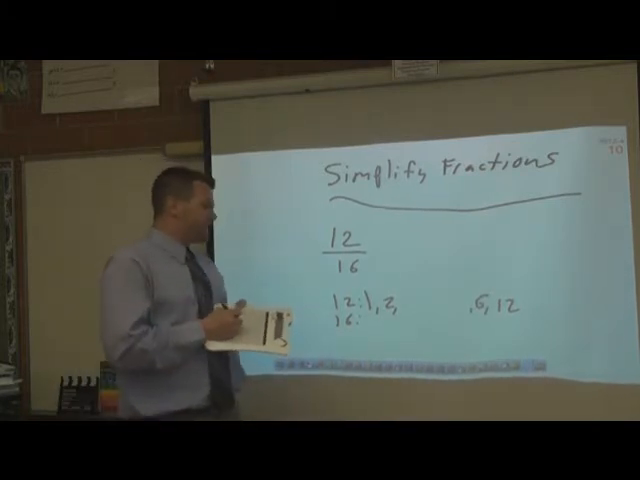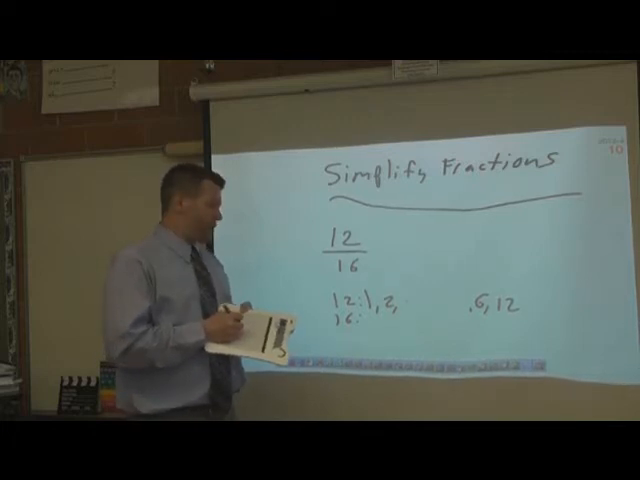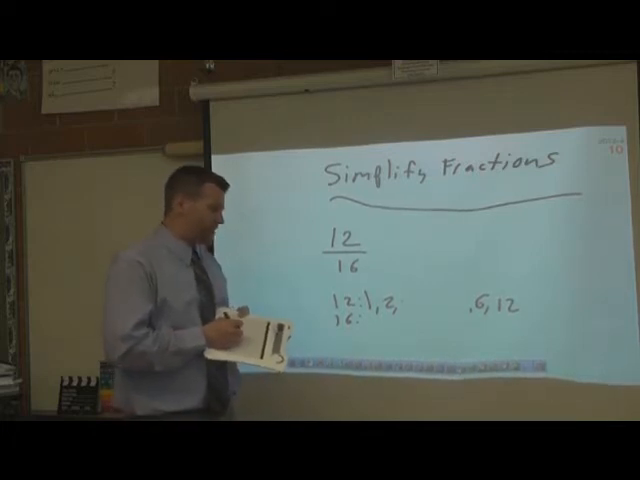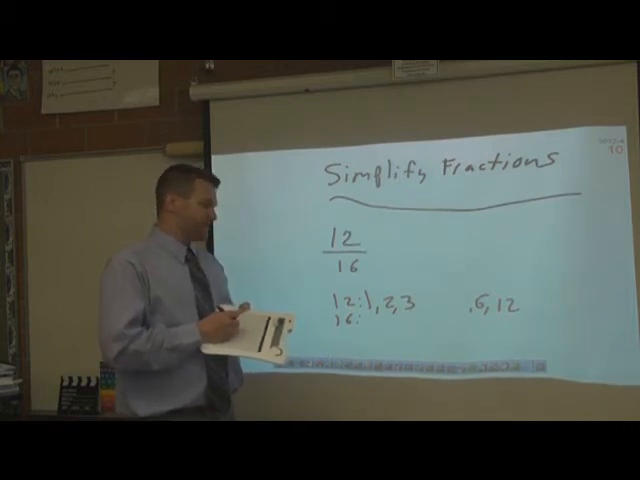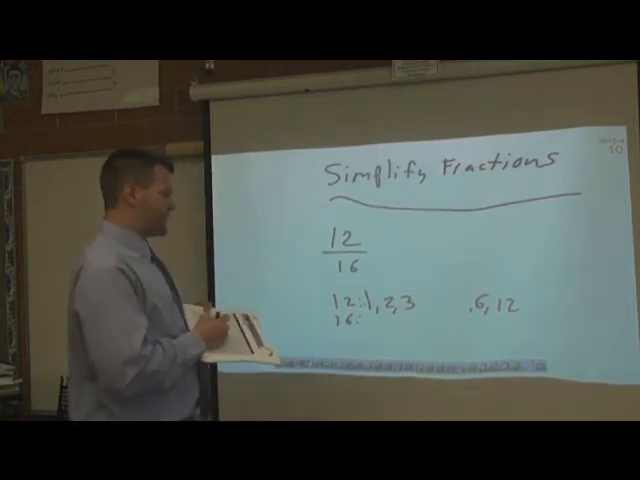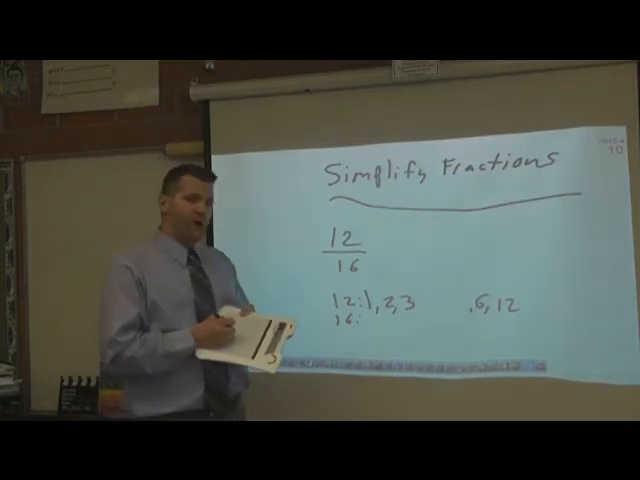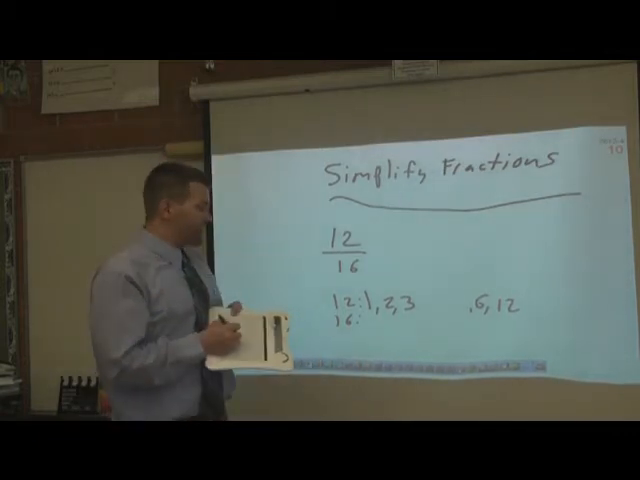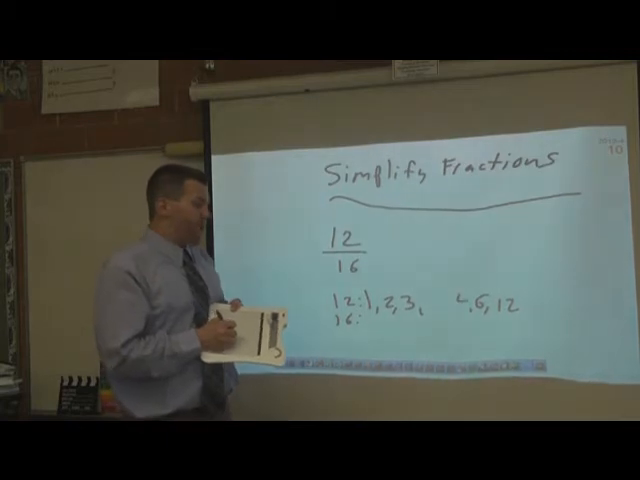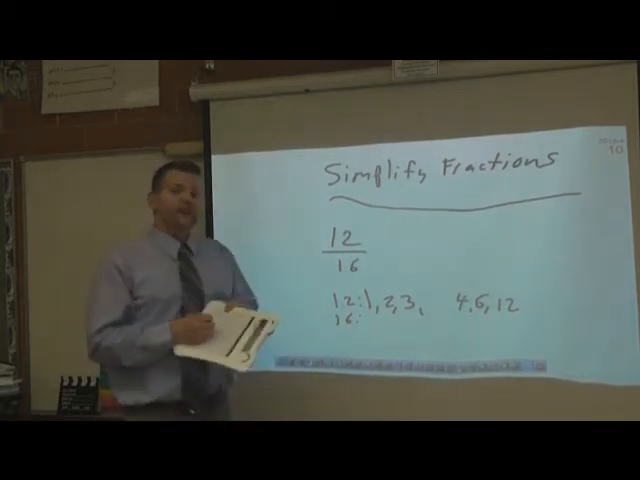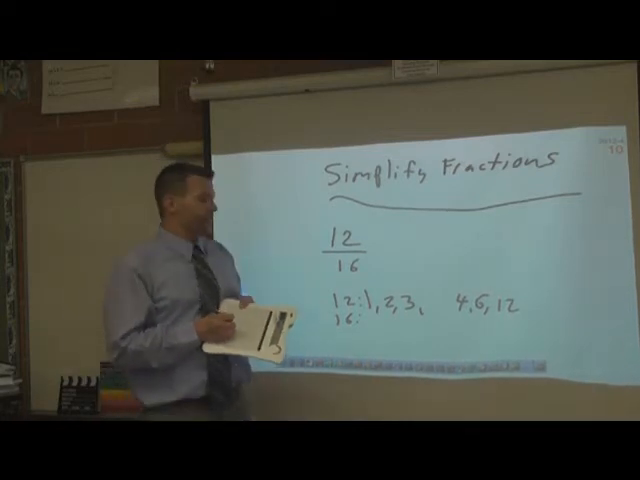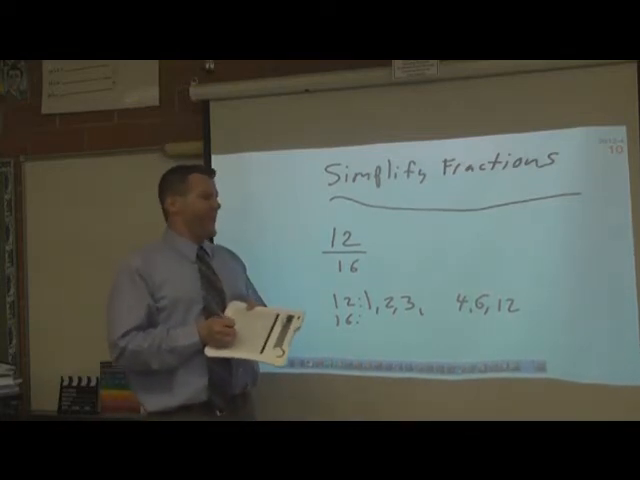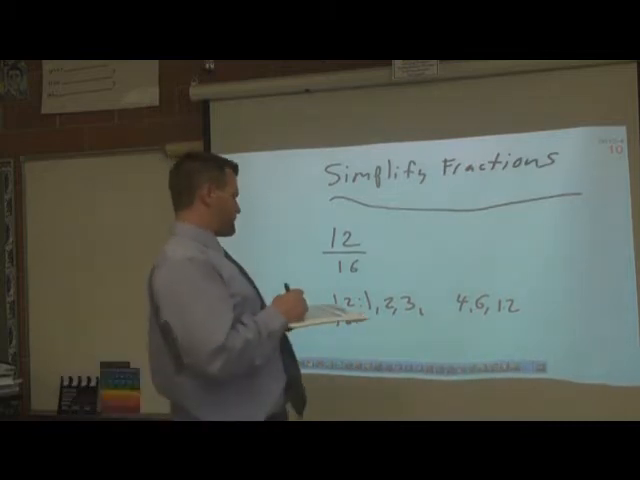And now, does anything else go into 12? Let's keep on going up the line here. Does 3 go into 12? 3 times 2 is 6. 3 times 3 is 9. 3 times 4, that's right. 3 times 4 is equal to 12. So the factors of 12 are 1, 2, 3, 4, 6, and 12.